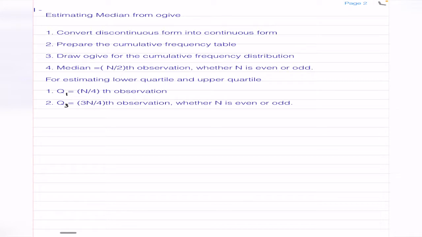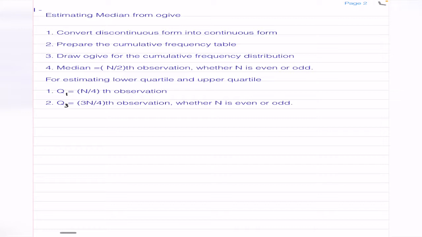First thing, if the series is discontinuous, if our given frequency distribution is not continuous, we have to convert it into the continuous form. Second step is to prepare the cumulative frequency table. Third is to draw an ogive for the cumulative frequency distribution. After that, we have to use the formula for finding out the median, lower quartile and upper quartile.